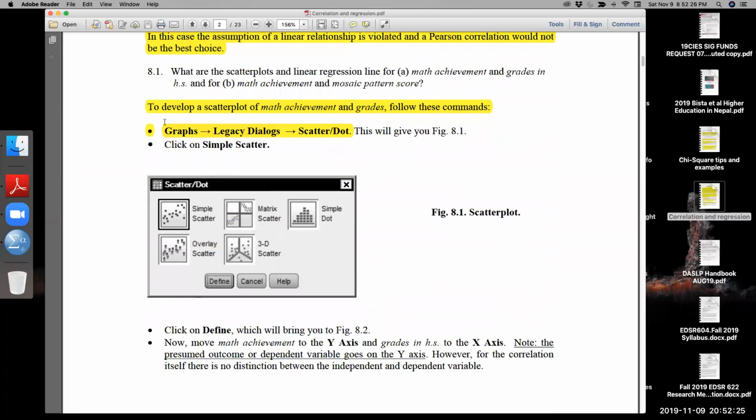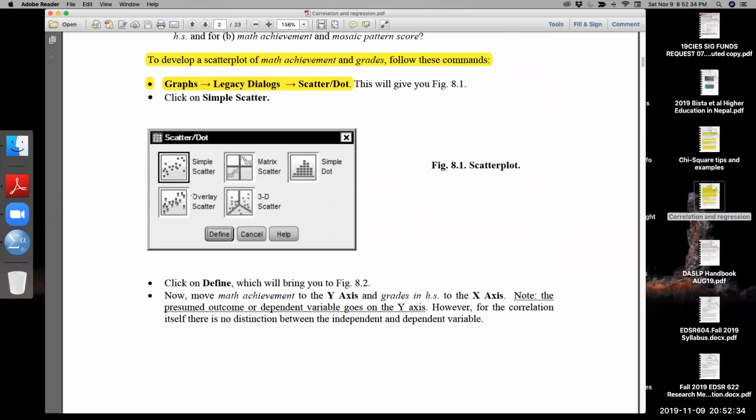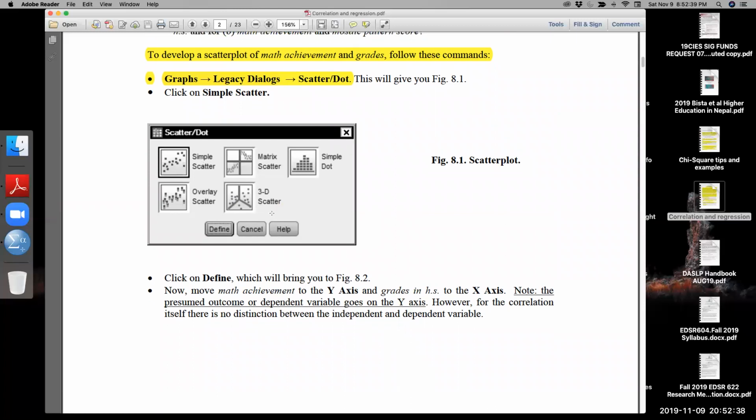Here is how we do it. You click on SPSS, Graphs, Legacy Dialogs, and Scatter plot. This is what it looks like, but usually we go with the simple scatter.